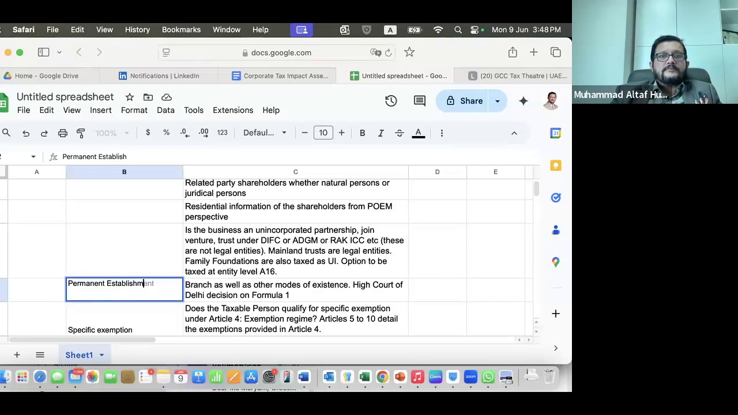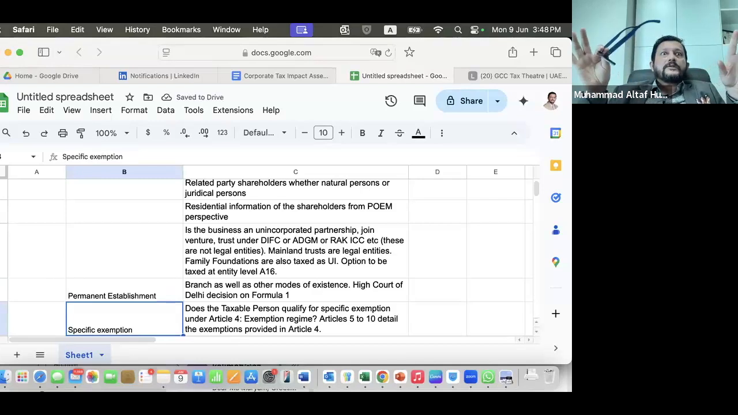Okay, so there are two scenarios we're looking at. Some foreign company is operating in UAE. That can be a permanent establishment for UAE corporate tax purposes of that foreign company. Or it can be the other way around: some domestic company has a foreign presence in another country.